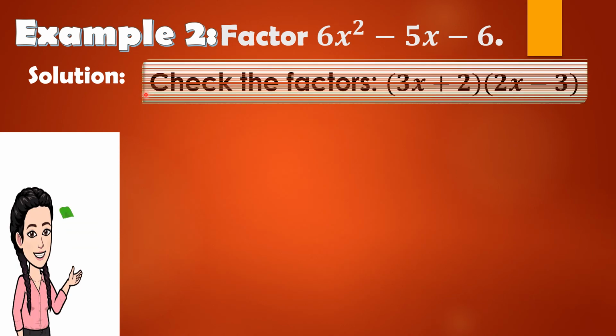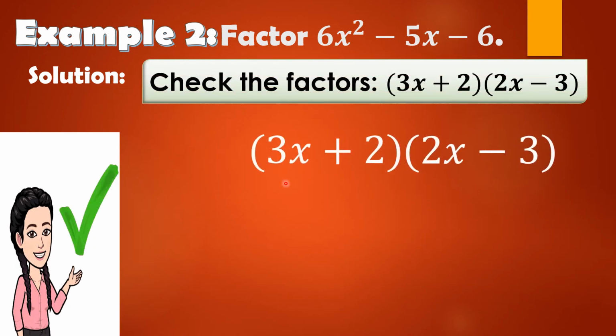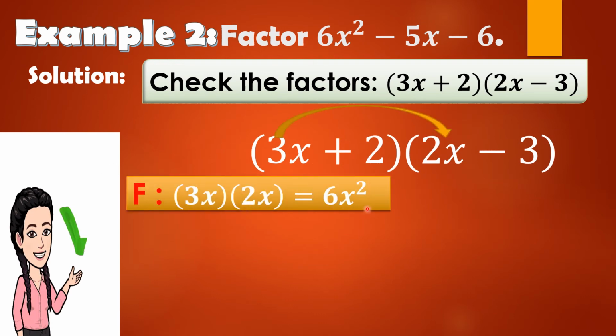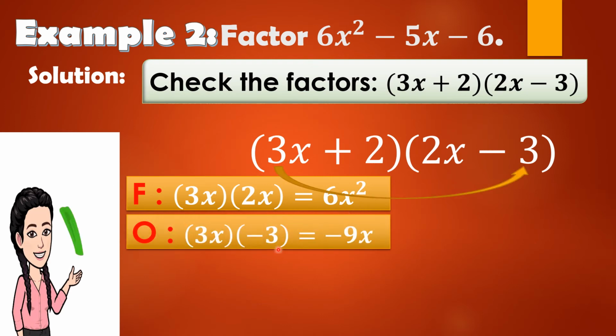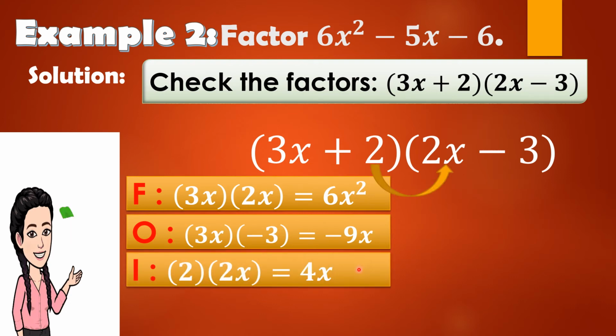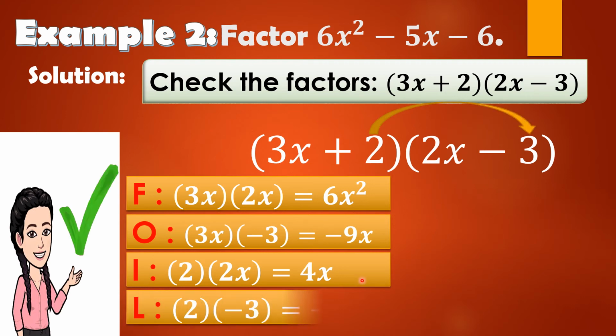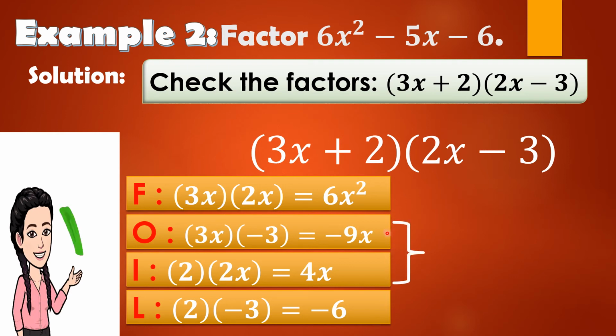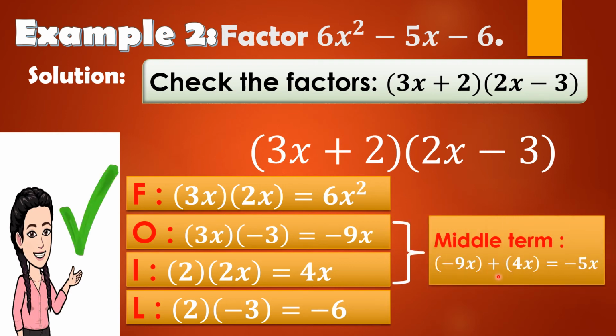So to check using FOIL method, we have the first terms, 3x times 2x is equal to 6x squared. Outer, 3x times negative 3 is equal to negative 9x. Inner, 2 times 2x is equal to 4x. And the last term, 2 times negative 3 is equal to negative 6. Then, add negative 9x plus 4x is equal to negative 5x.